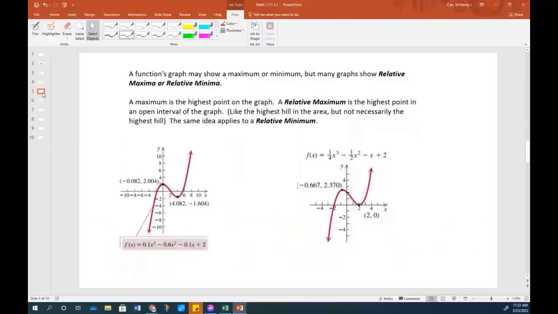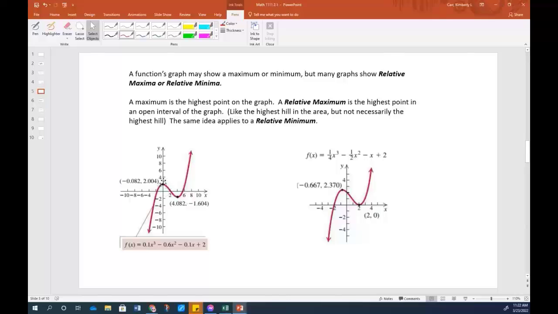Now, a function's graph can show maximums or minimums, but a lot of them only show a relative maximum or relative minimum, which means it might not be the highest point. So like this graph, well, both of these graphs, neither one of them has a maximum. They keep going up forever. The graphs also do not have minimums. They keep going down forever. So a lot of times we shortcut and call the top of this little hill a maximum, but it's technically a relative maximum, okay, or a relative minimum.